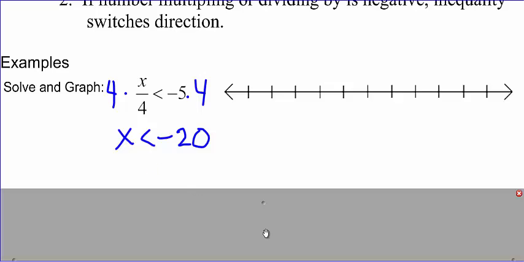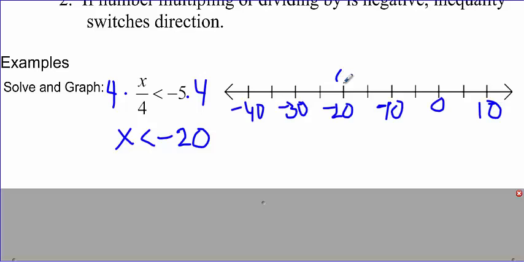To graph, scale your number line correctly, just as you would label an x and y axis on a coordinate plane. Identify where negative 20 is with an open circle, since there's no line under the inequality here. Then draw your arrow in the correct direction to the left, because we want numbers less than negative 20. So scale. Okay, so open circle at negative 20 to the left.